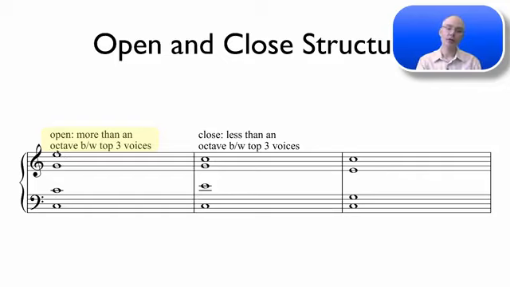It's important to note that within these 3 voices, we don't see an interval larger than an octave. That's going to be important later on. We see a 5th and we see a 6th. Well, then what's closed structure? Closed structure is simply when these top 3 voices fit in the span of less than 1 octave. So here we have a 3rd and a 4th, and the total span is a minor 6th. If we see this kind of construction, then we say that it's closed structure.